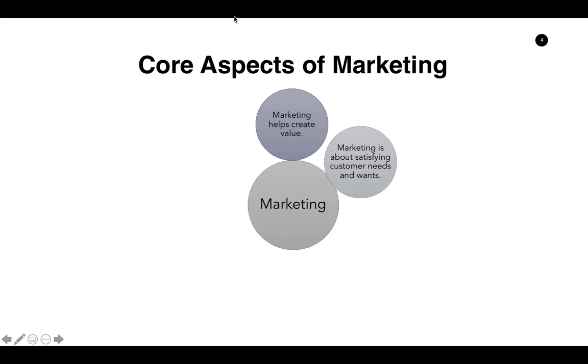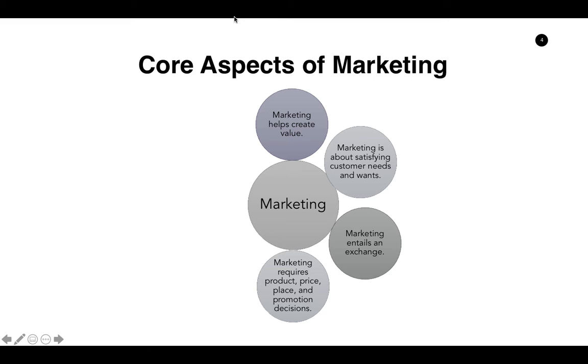So marketing is about satisfying customers' needs and wants. It's not supposed to be about creating the needs and wants of customers, right? But it is supposed to be helping customers satisfy these needs and wants. So it's helping them solve a problem. And as I mentioned earlier, marketing entails an exchange, and that is a big focus of marketing. So the parting of money for goods or for information or services.